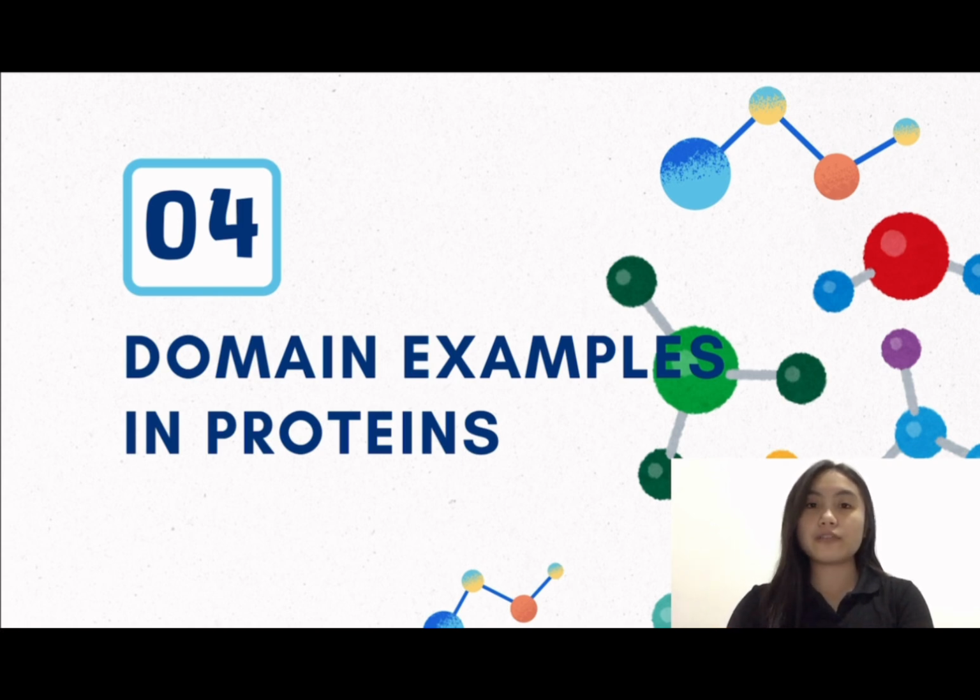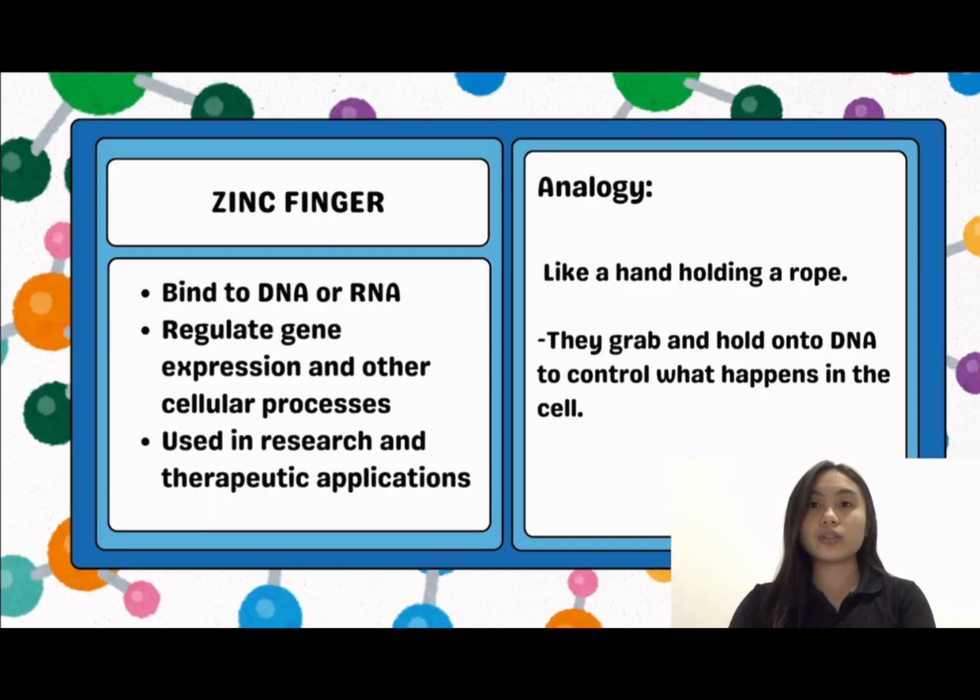Moving on, we have the domain examples in proteins. I will be giving different analogies with the different examples for us to be able to understand them better. So first we have zinc fingers. These are protein structures that bind to DNA or RNA and are crucial for regulating gene expression and other cellular processes. So they're like a hand holding on to a rope. They grab and hold on to DNA to control what happens in the cell.